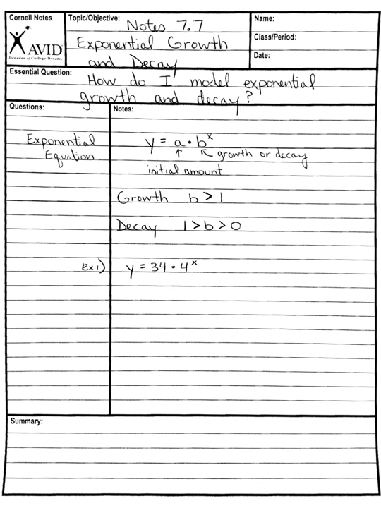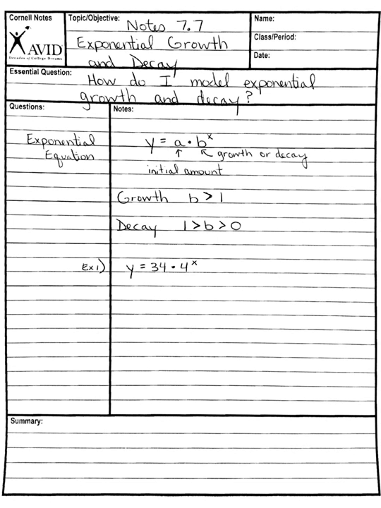We learned this in our last lesson. It's y equals a times b to the power of x. That's our general formula. That a is going to stand for your initial value or initial amount. And the b is going to represent if it is a growth or if it is a decay.